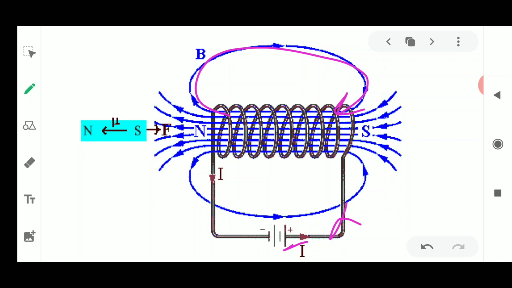Now inside the solenoid it is from south to north, and as you could see here, these blue lines are parallel inside this solenoid, which shows that the magnetic field is uniform inside the coil, inside the solenoid. And this B is going to tell you about the magnetic field, I is the current, and this N means it is the number of turns in the solenoid.